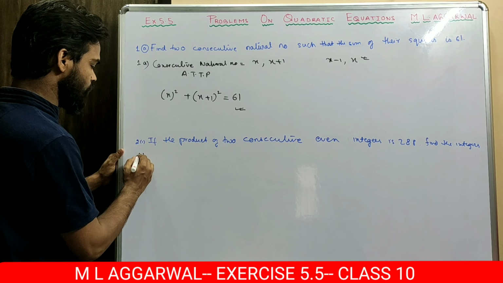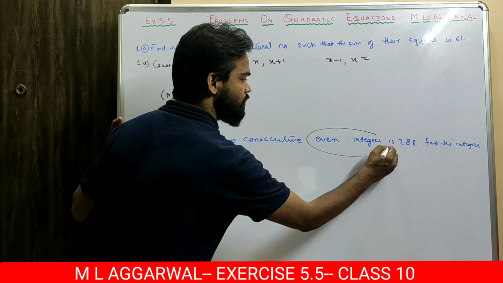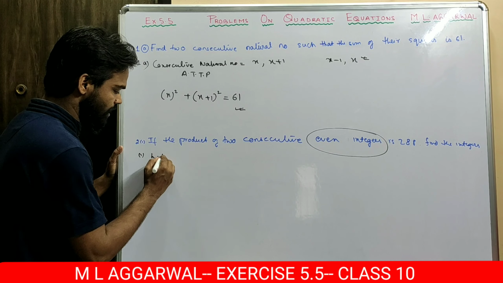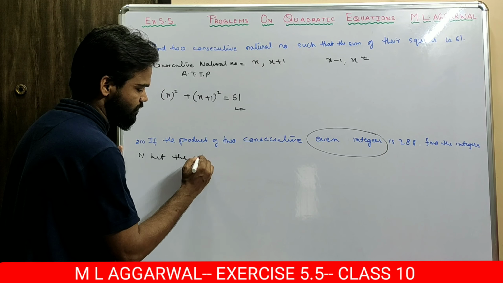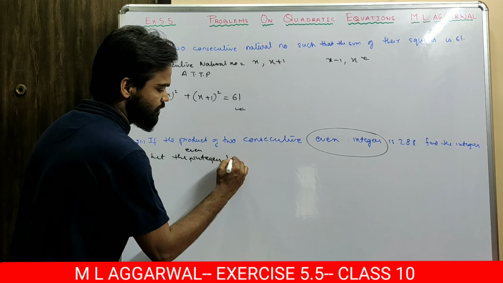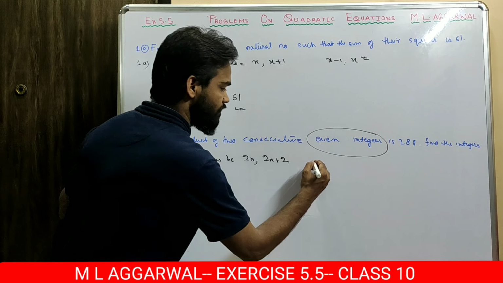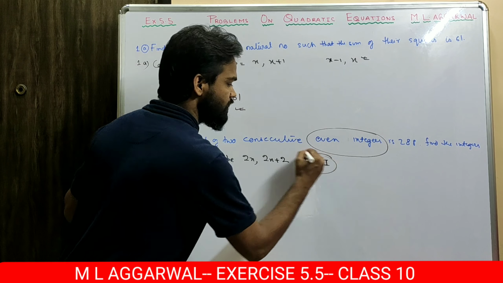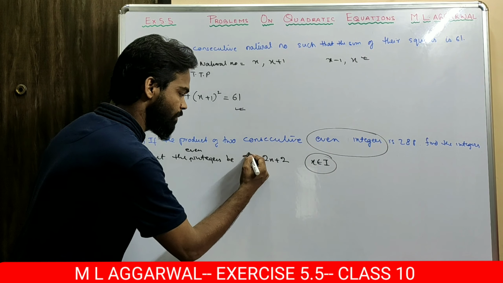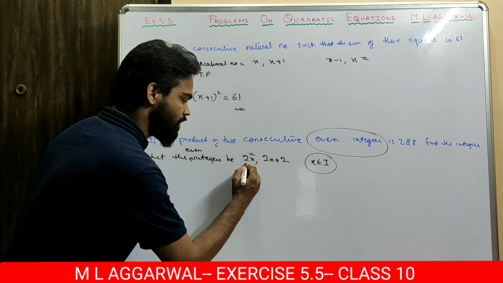Look at sum number 2 part 1. If the product of two consecutive even integers is 288, find the integers. Now look carefully. Let the even integers be 2x, 2x plus 2, where x belongs to integers. See, any even number can be written as a multiple of 2. So I have written 2x, where x is an integer.